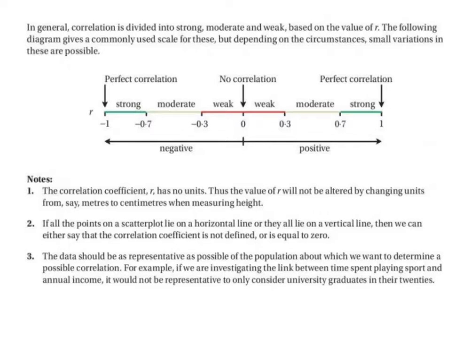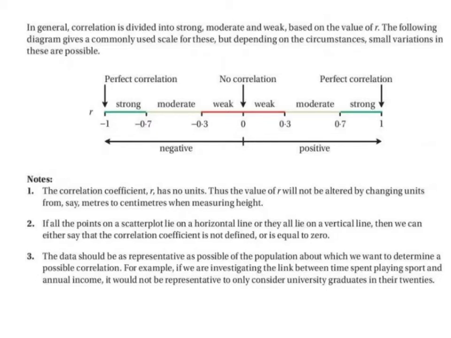If our r value is between 0 and 0.3, we have weak positive correlation. Between 0.3 and 0.7, we have moderate positive correlation. And between 0.7 and 1, we have strong positive correlation. If we have an r value of 1, we have perfect positive correlation.